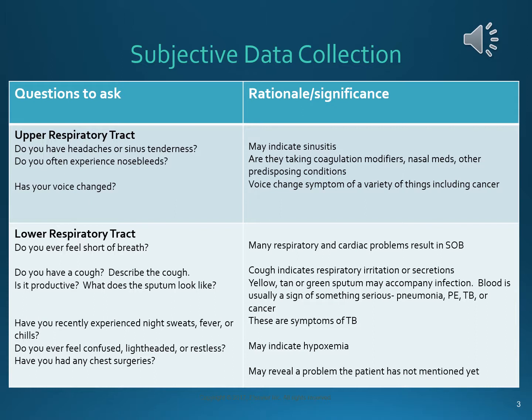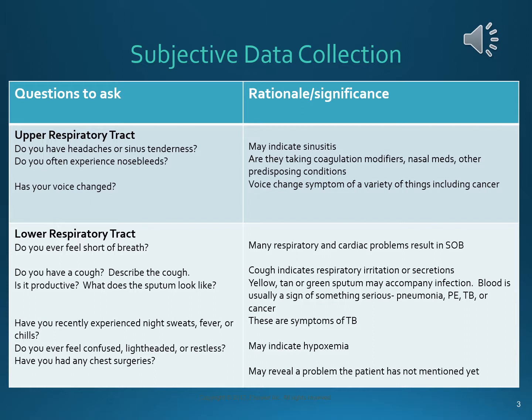You could start out with your history taking, looking at the upper respiratory system and then the lower respiratory system. Upper respiratory tract questions: do you have a headache or sinus tenderness, runny nose, postnasal drip? These things could indicate sinusitis, either of the allergic kind or perhaps an infection.